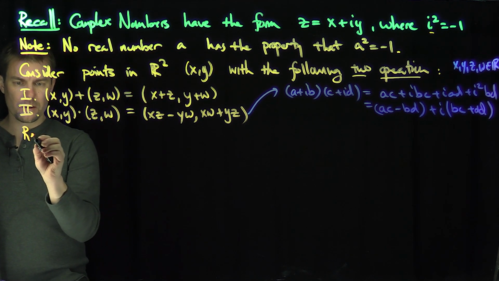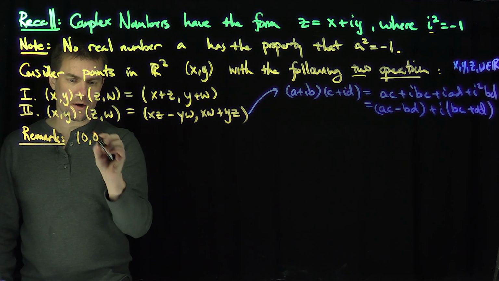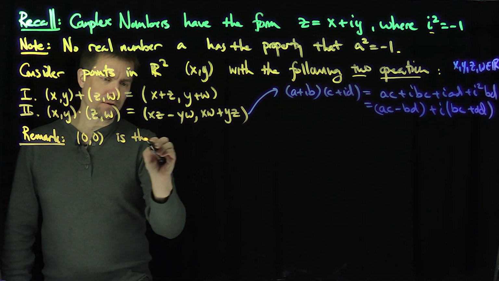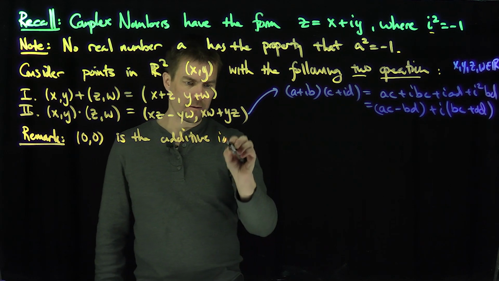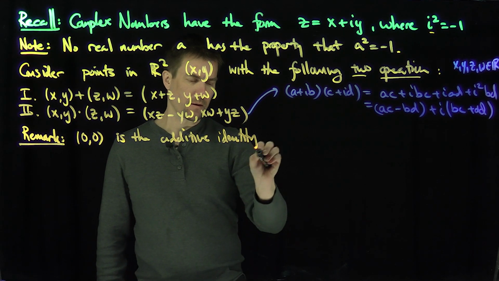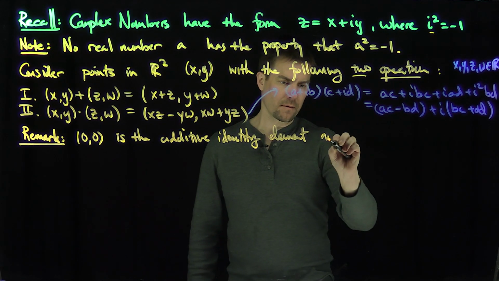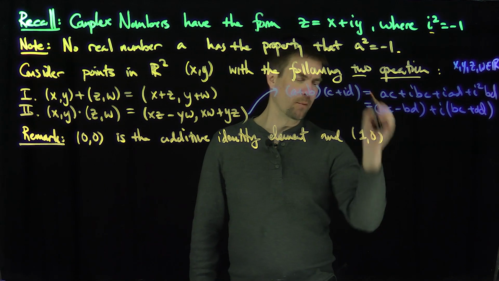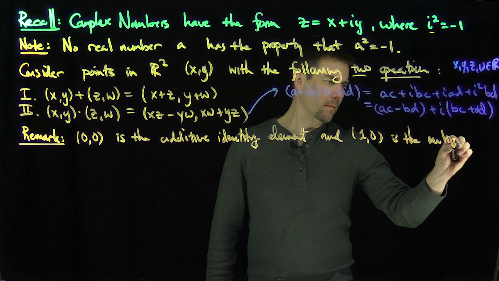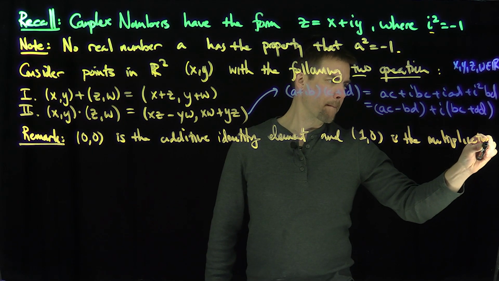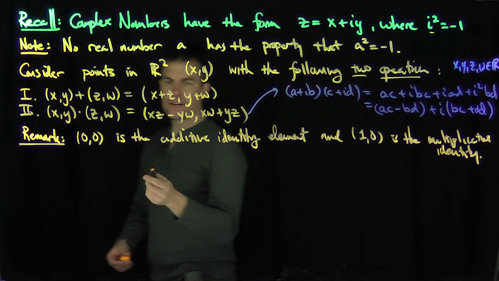Remark. The point (0, 0) is the additive identity element. And (1, 0) is the multiplicative identity. Excellent. And that's easy to check, right?